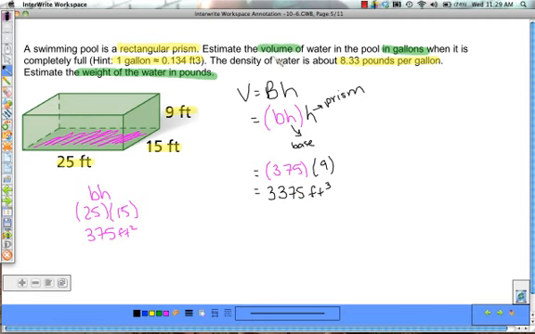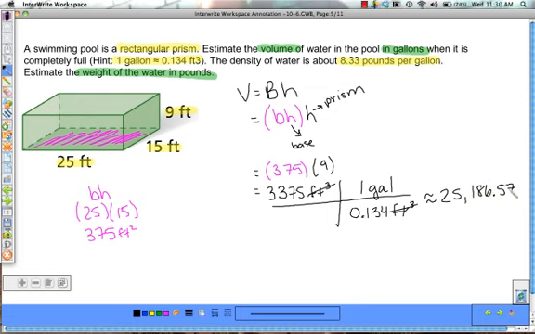Now we need to figure out the volume in gallons. So here's our conversion. We have 1 gallon is approximately that many cubic feet. So if we make our chart, we need our cubic feet down here so they cancel out. And we know that this is 1 gallon. And we get that it's approximately 25,186.57 gallons. This should look familiar from chemistry. We convert the same way in chemistry as we do in class. We just have to get rid of our units of measure. So we answered the first question.